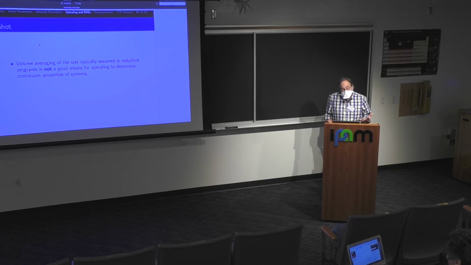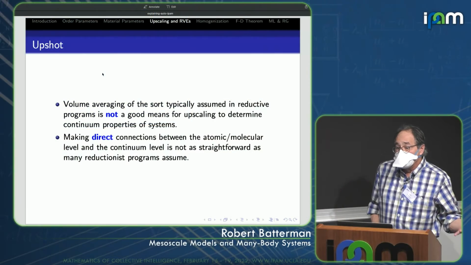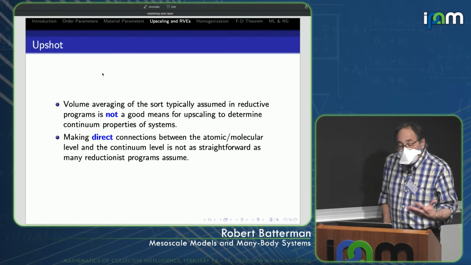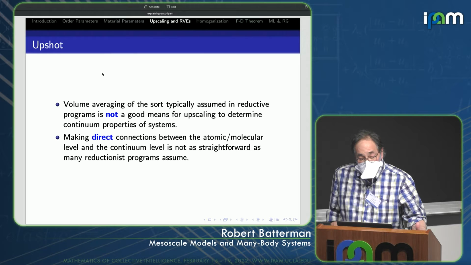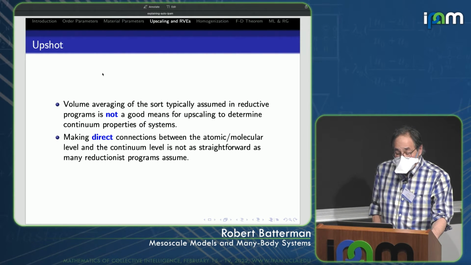So volume averaging of the sort typically assumed in reductive programs is not a good means for upscaling to determine continuum properties of systems. It's only going to work for systems that are homogeneous at the lower scales. So making direct connections between the atomic and molecular level and the continuum level is not as straightforward as many reductionist programs assume.